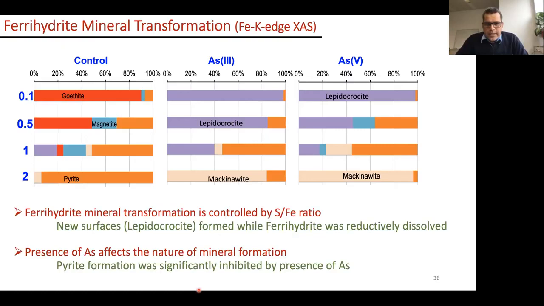What we learned from this is that ferrihydrite mineral transformation is controlled by the sulfide ratio, which determined what new surfaces formed. So when we think about arsenic release at the lower concentration of sulfide, it might be because there was a new surface as lepidocrocite, a surface to still sorb arsenic, so that's why we didn't see arsenic in the solution. The presence of arsenic in the system restricted the transformation of mineral toward pyrite and kept it at mackinawite. That's what we learned from our experiment, in this case at pH 5.